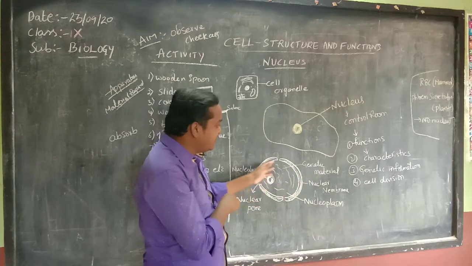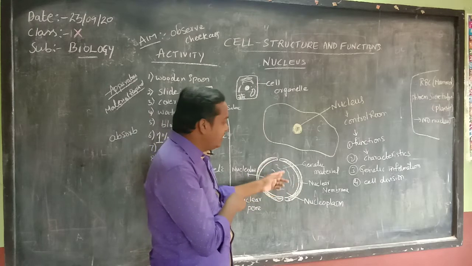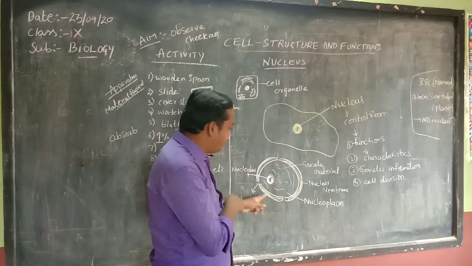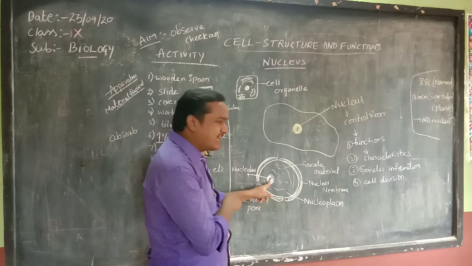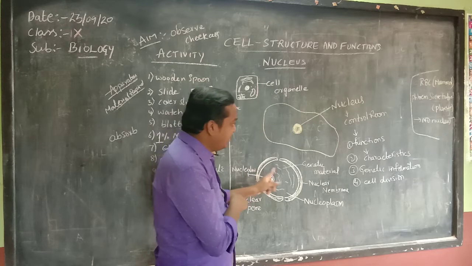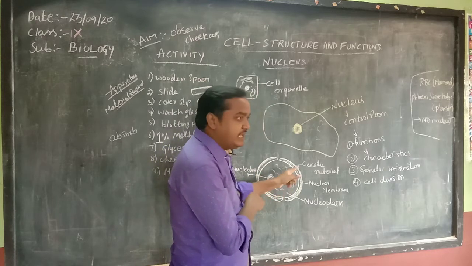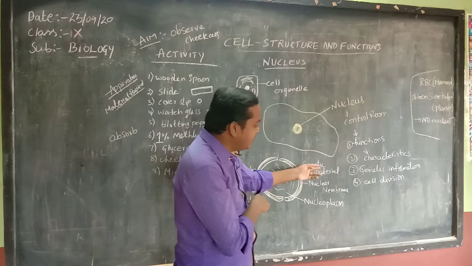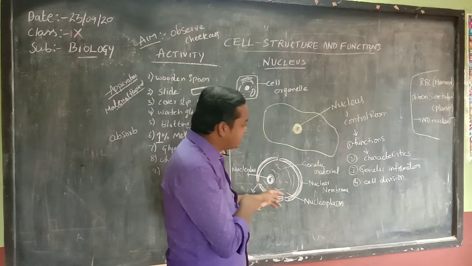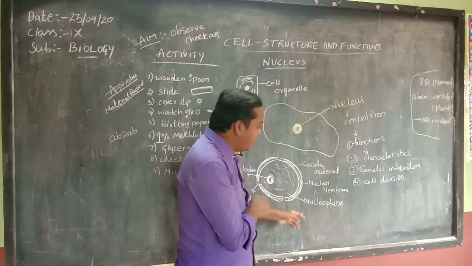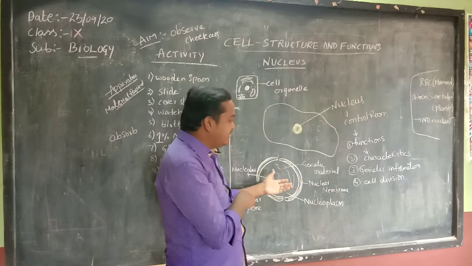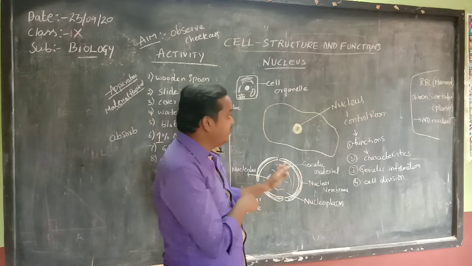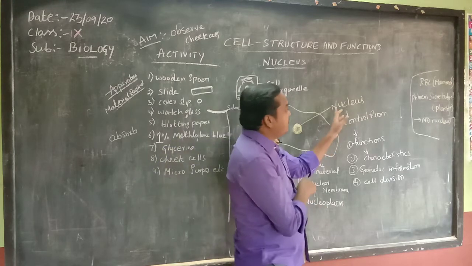Just draw the round structure, making a double line, and break it somewhere, a gap. Those gaps are nuclear pores. The dark color structure is nucleolus, and the thread-like structures are DNA, RNA, chromosomes, genes, which are all there in the genetic materials. So the nucleus is covered by the nuclear membrane, and the liquid present inside the nucleus is called nucleoplasm. It is a very important diagram.